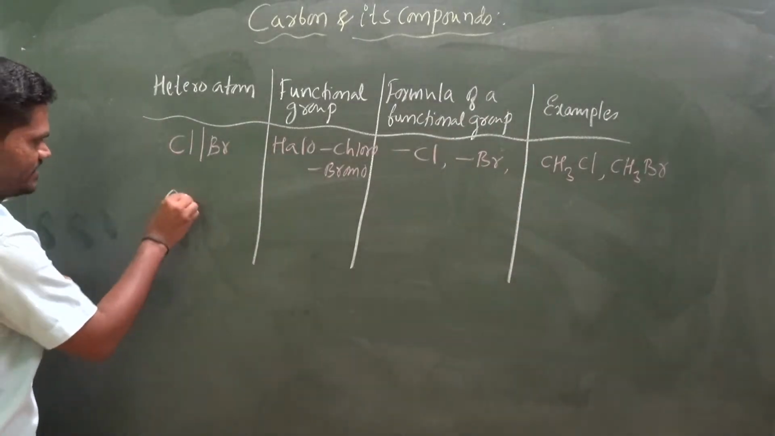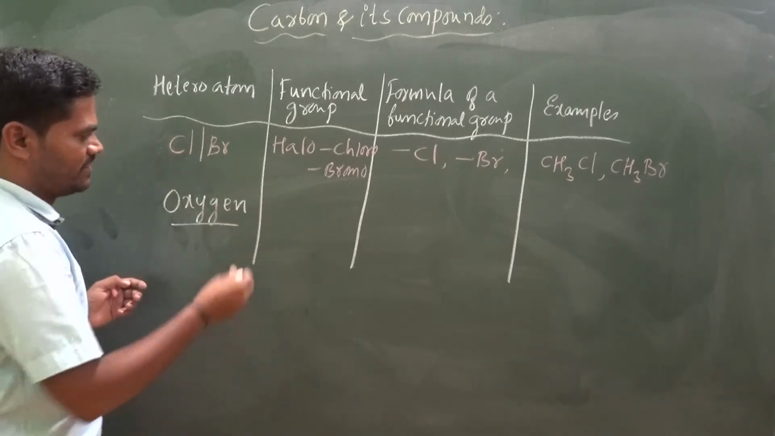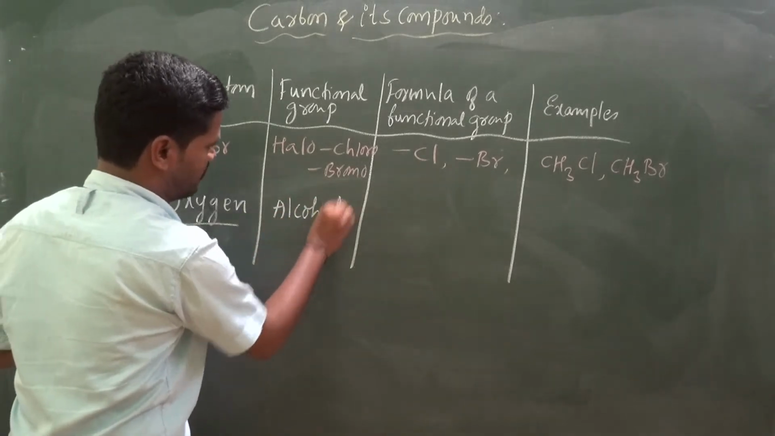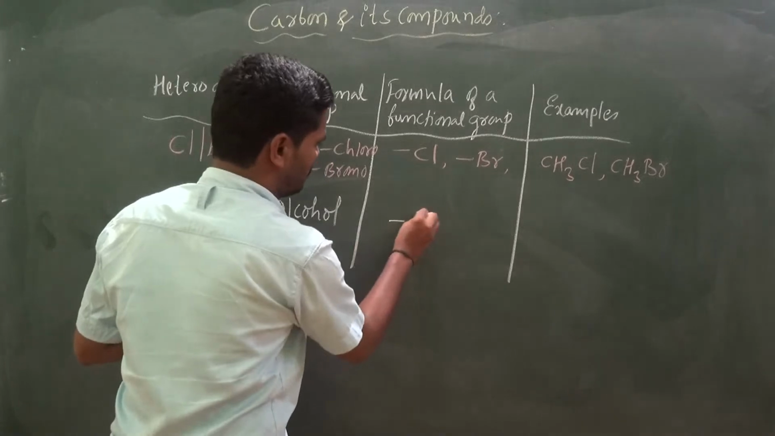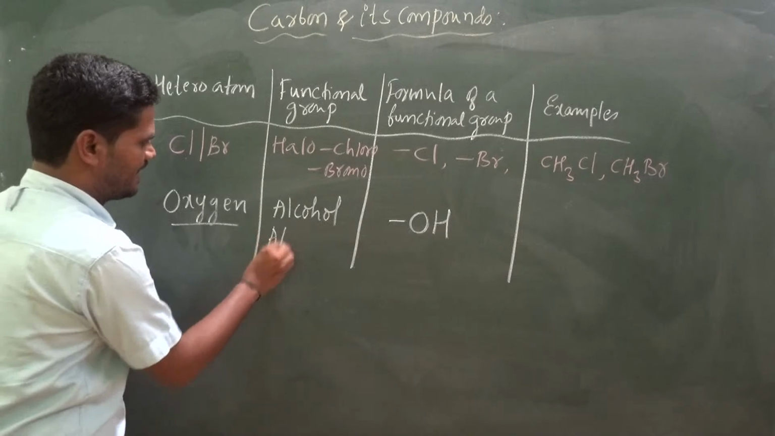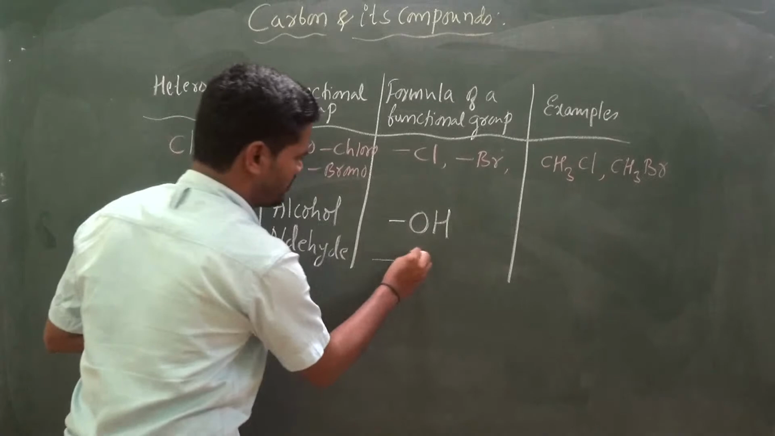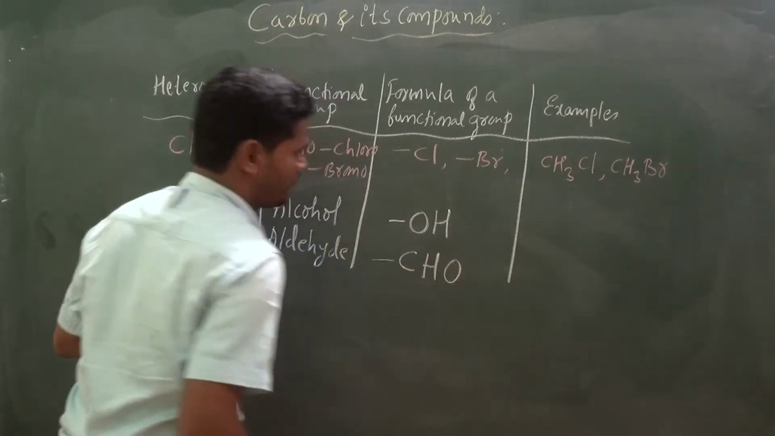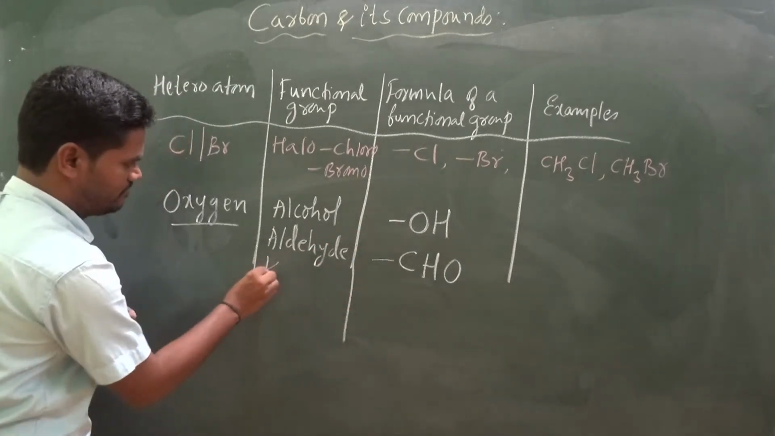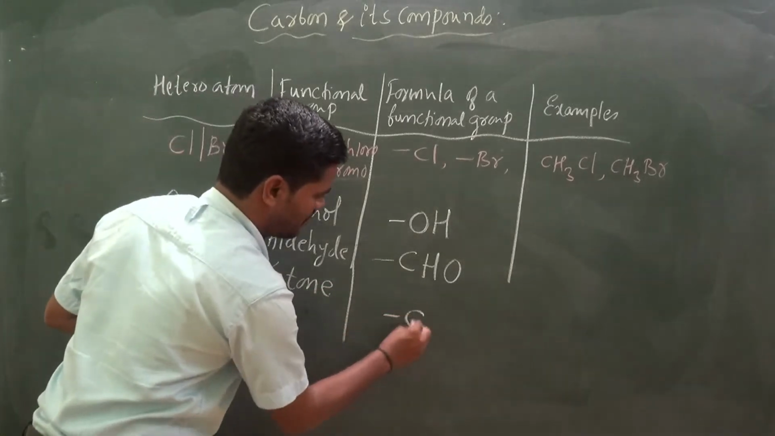The next one, where the oxygen atom is present. Suppose a carbon compound contains an oxygen atom, then first one is the alcohol. The functional group for the alcohol is OH. Then next one is the aldehyde. The functional group is CHO. Then next one is the ketone. The functional group is C double bond O.